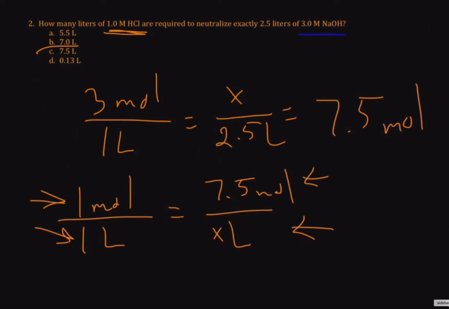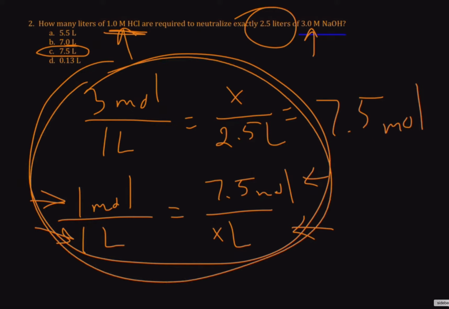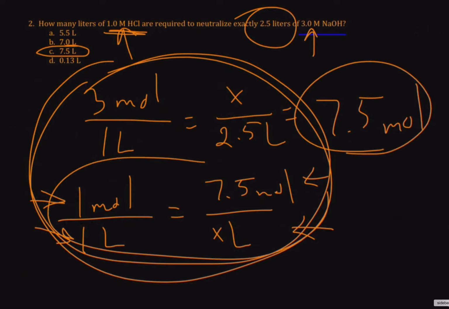The other way you could have looked at this one is that the NaOH is 3 times as strong as the hydrochloric acid, which means you'd need 3 times as many liters. 3 times 2.5 is 7.5. Either way, this way will always work if you set up the proportions like this, even if the numbers aren't round, clean numbers like they are here. So this is the way I would suggest that you do it. Set up a proportion, find out how many moles you need to neutralize, and then figure out what volume of the other solution you'd need to neutralize that many moles.